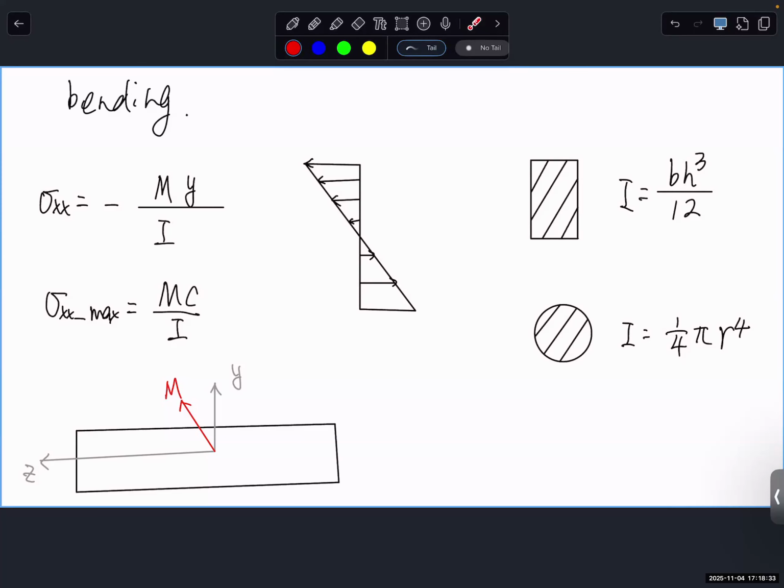So basically, it's a linear change because it's My over I. I is constant for the same cross section. So basically, on the cross section, it is a linear change. And that's why if we bend in this way, we would consider the top surface has maximum compressive stress and the bottom surface has maximum tensile stress. So this is for bending.